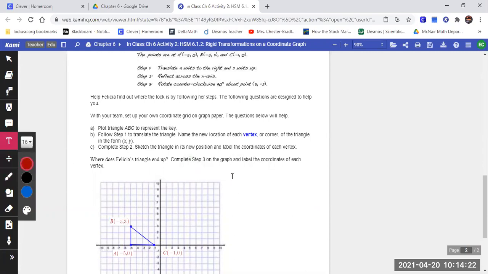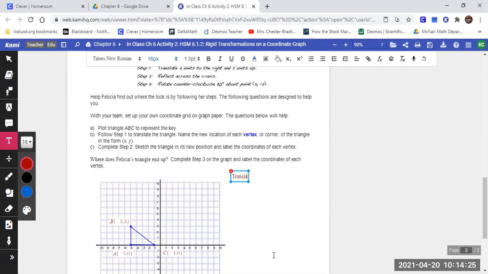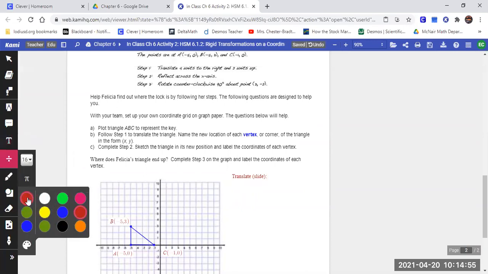What slide directions does it tell us? What are our slide directions? What does it say? Motion-wise, we're supposed to translate. Where are we moving? How are we moving? Okay, 4 to the right.